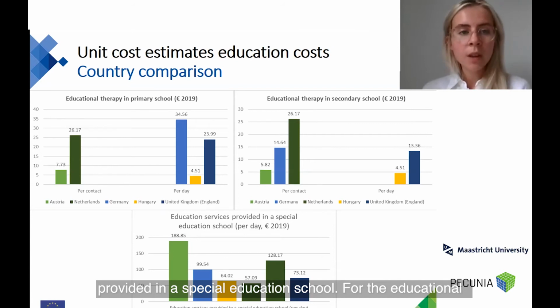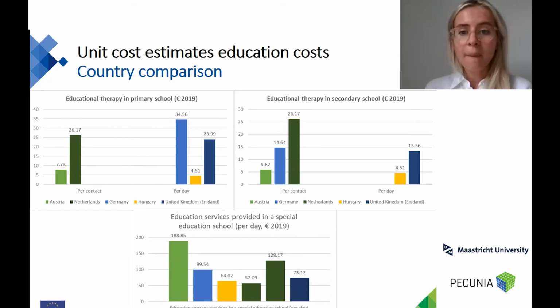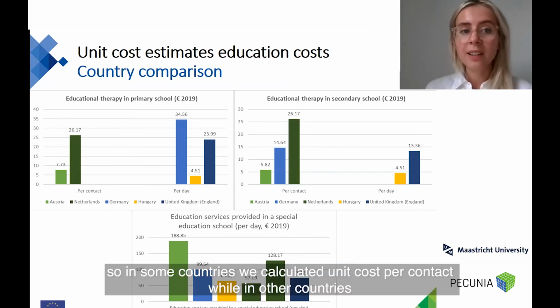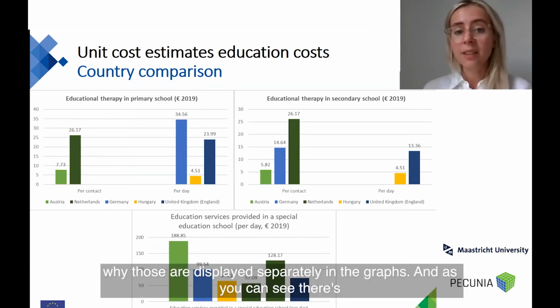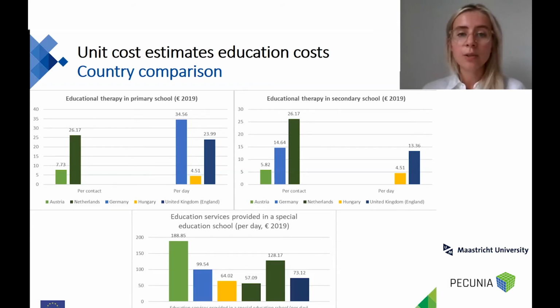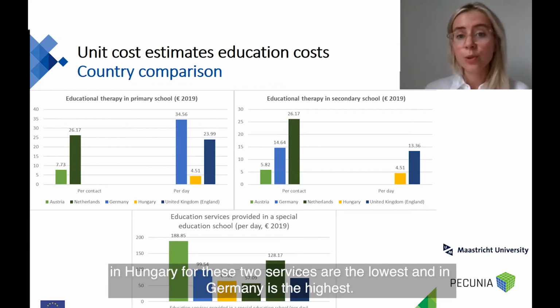For the educational therapy in both primary and secondary schools, we already see a variation in the unit of analysis. So in some countries, we calculated unit cost per contact, while in other countries, the data only allowed to calculate the unit cost per day. Which is why those are displayed separately in the graphs. As you can see, there's already quite a lot of variation. And similarly to the health and social care sector, the estimates in Hungary for these 2 services are the lowest, and in Germany the highest.